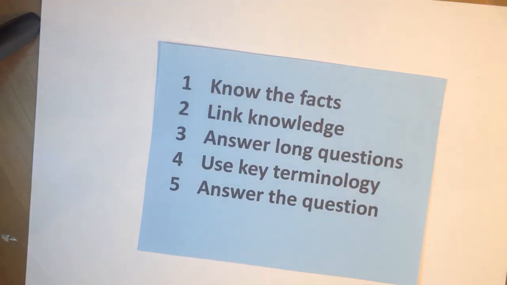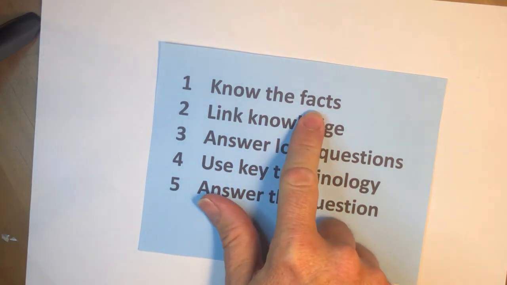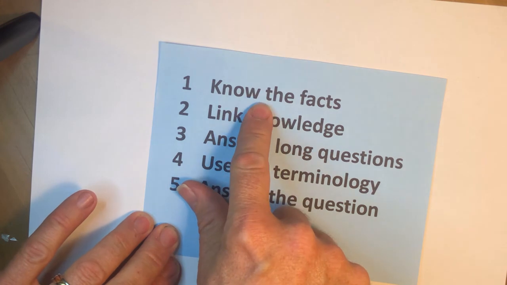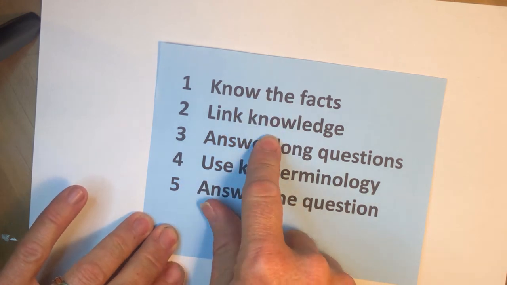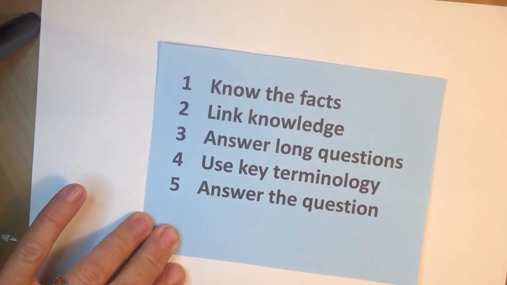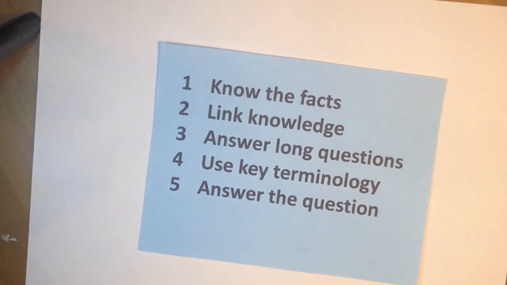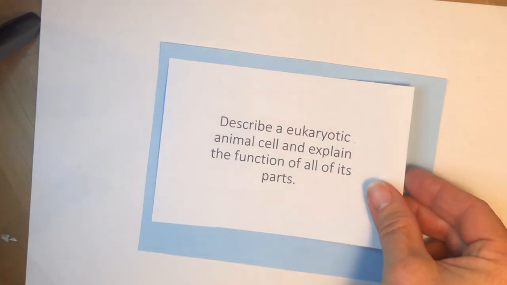So in summary, to get the best possible grades in science, you need to know the facts of each one of the individual subjects. You need to be able to link your knowledge, so link the facts and string together all the different bits of knowledge. The 3rd one is then answer long questions. There's a typical question.